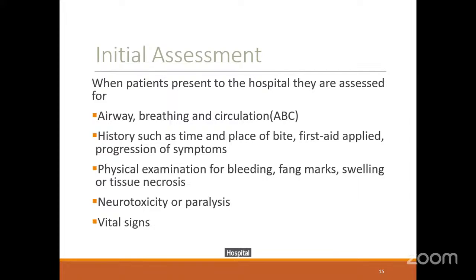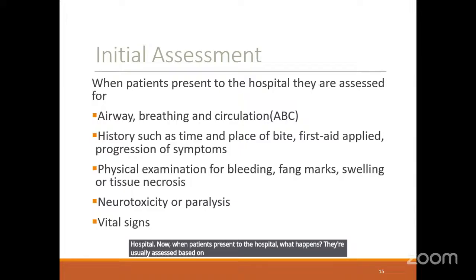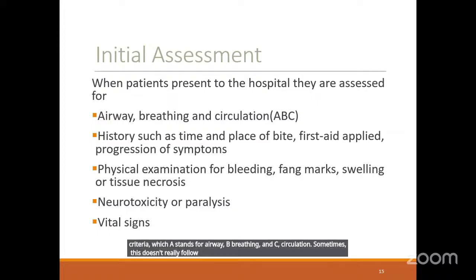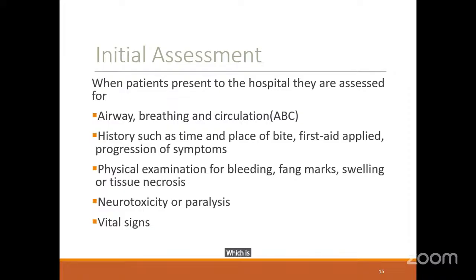Now, when patients present to the hospital, what happens? They're usually assessed based on the ABC criteria, where A stands for airway, B breathing, and C circulation. Sometimes this doesn't follow the order. For instance, if a patient has cardiac arrest, of course you start with the C first, which is your compressions, or more like your circulation, okay?